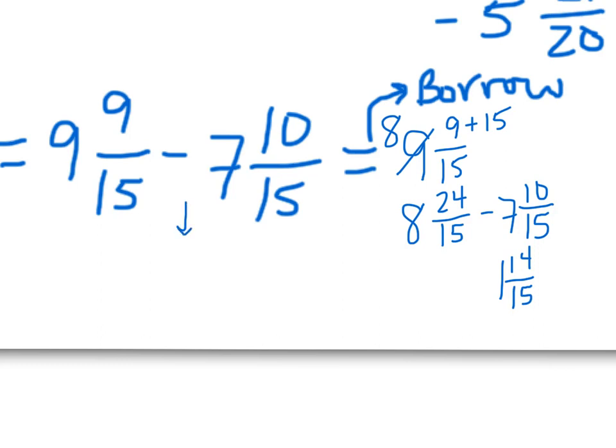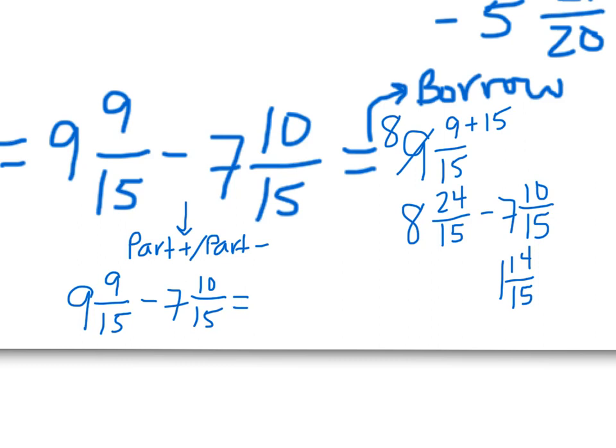We can do the, let's call it the part positive, part negative solution. Instead of doing 9 and 9/15 and renaming, let's actually do the subtraction. Well, 9 minus 7 is 2. 9 minus 10 is -1. So now this number is part positive and part negative. If I now take this whole 2 and take off 1/15 from it, I'm left with 1 14/15. Ha! Look at that. All right.